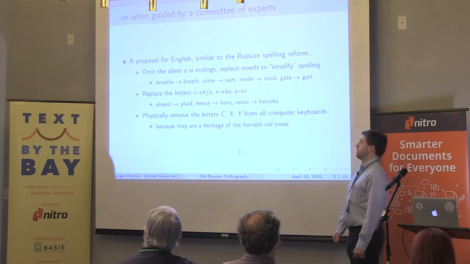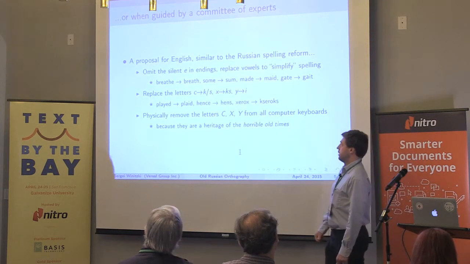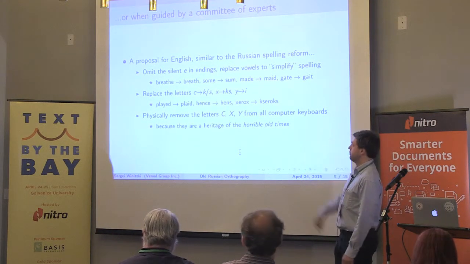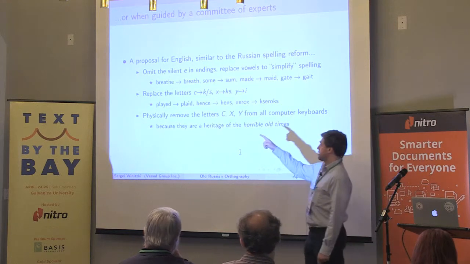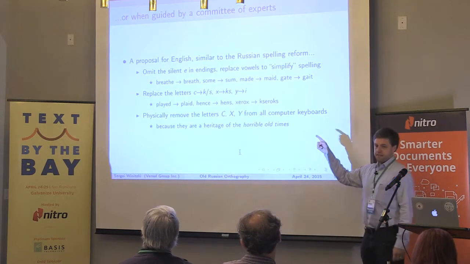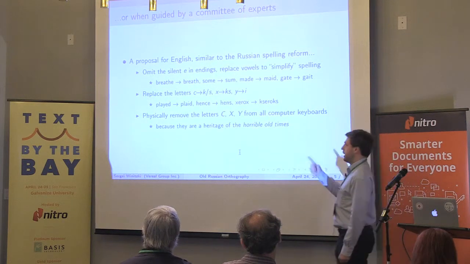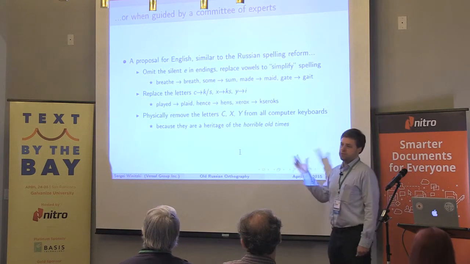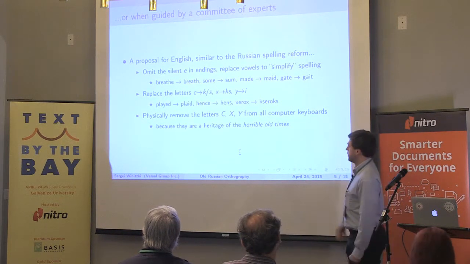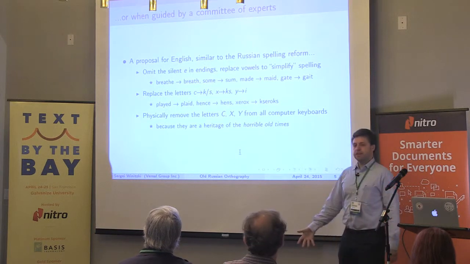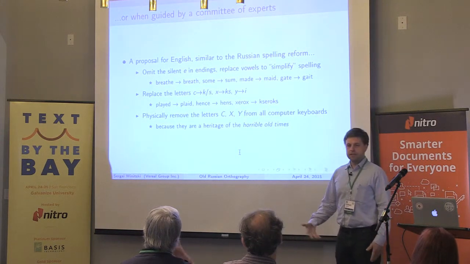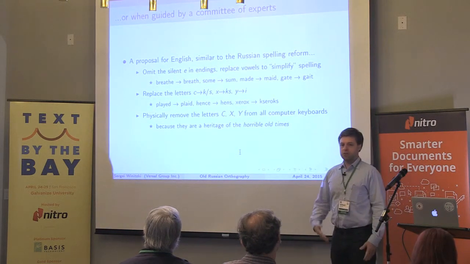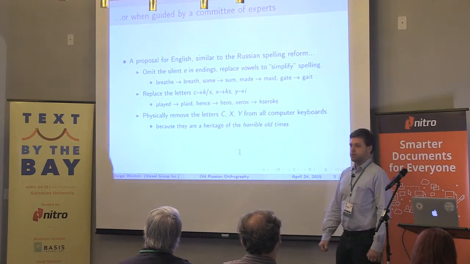Then we replace the letters C, X, and Y by K, S, and I, according to pronunciation. So let's just replace all that. So instead of hence, you would write hence with an S. And instead of played, you would write P-L-A-I-D. So let's make this change in order to simplify the spelling. And of course, we physically remove the letters C, X, and Y from computer keyboards. These letters are undesirable, and we attach political significance to their removal so that nobody can object.